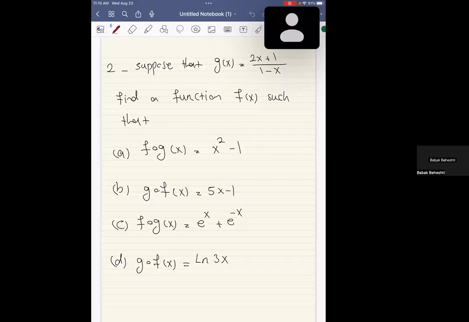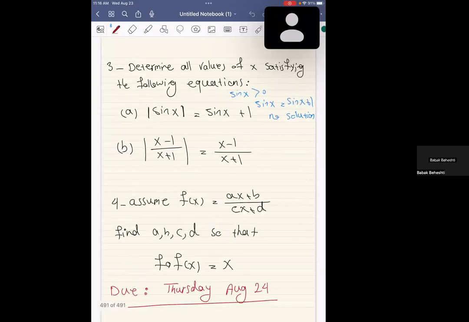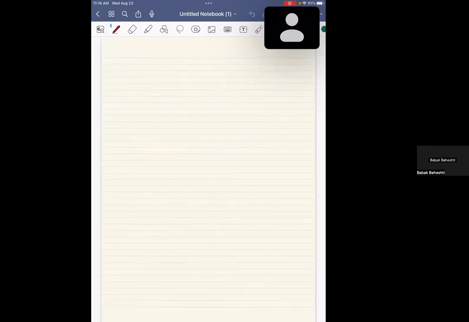So let me look at the last test first. So in the last test, first of all, there are some formulas, such as these two formulas for the cosine and sine of the double angle, that are very useful in general.